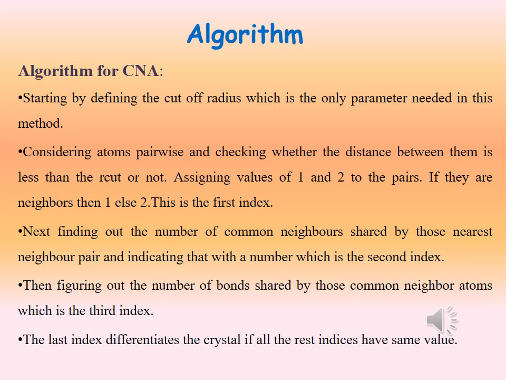Algorithm for CNA. We generally start by defining a cutoff radius, which is the only parameter needed over here, considering the atoms pairwise and checking whether the distance between them is less than the R cut or not, and subsequently assigning the values of 1 or 2. 1 if it is the nearest neighbor, 2 if it is not. Next, finding out the number of common neighbors shared by those nearest neighbors and indicating that with another number. Then figuring out the number of bonds shared by those common neighbor atoms, which is the third index. The last index differentiates the crystal if all the rest indices have the same value.